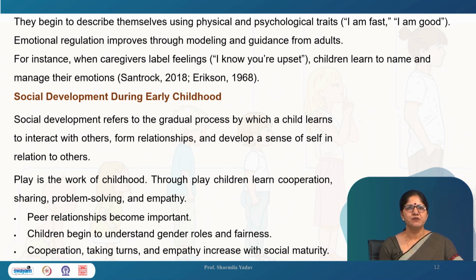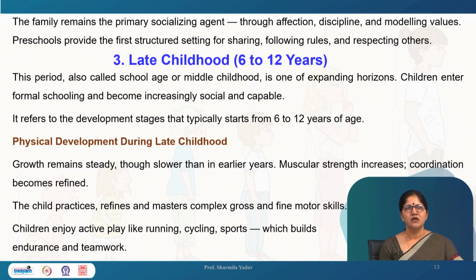Peer relationships become important. Children begin to understand gender roles and fairness. Cooperation, taking turns, and empathy increase with social maturity. The family remains the primary socializing agent through affection, discipline, and modeling values. Preschools provide the first structured setting for sharing, following rules, and respecting others.